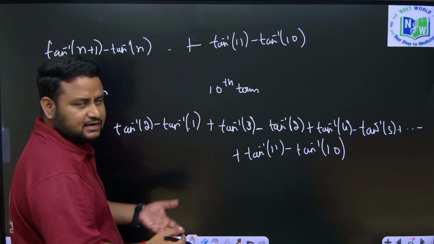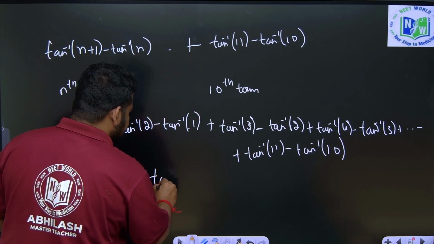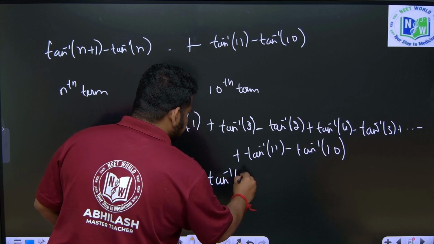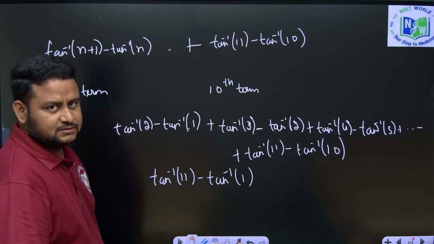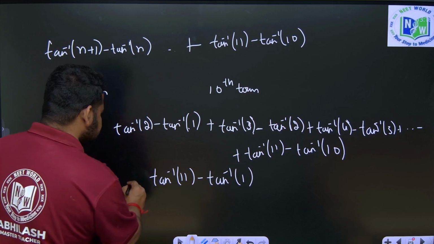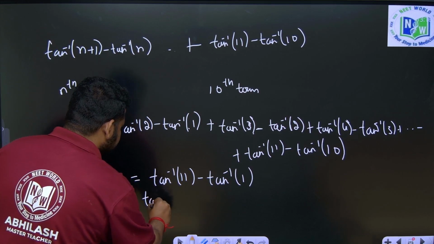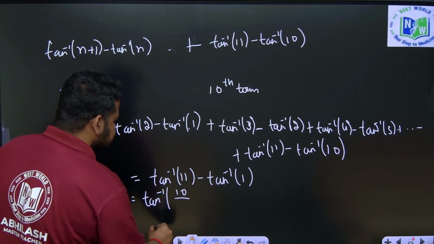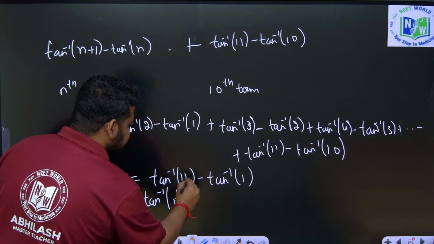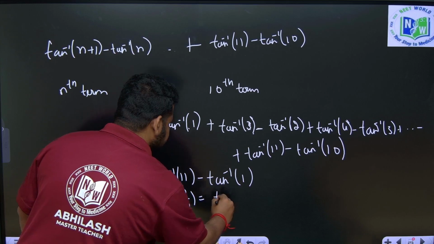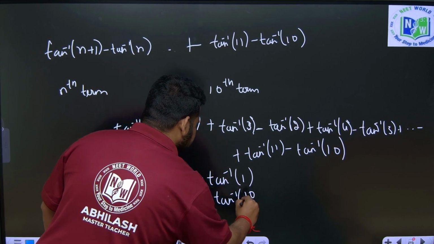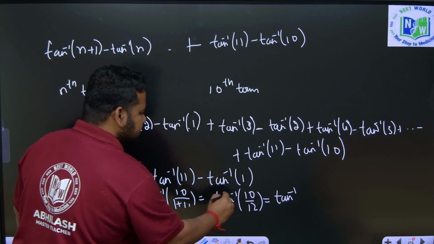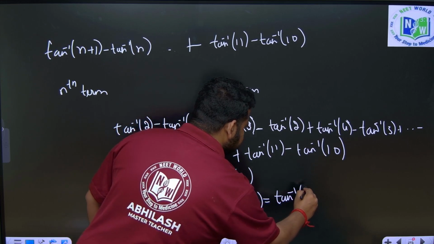You will have only two terms, that is tan inverse of 11 minus tan inverse of 1. So for this, if you apply the tan inverse of x minus tan inverse of y formula, you will get tan inverse of (x minus y) by (1 plus xy). 11 minus 1 is 10, by 1 plus xy, which is 11 into 1, is 11, plus 1 is 12. So you will get tan inverse of 10 by 12, which is tan inverse of 5 by 6.